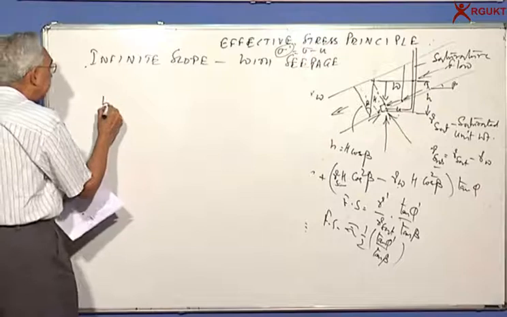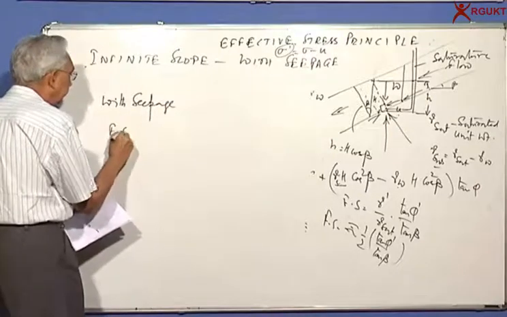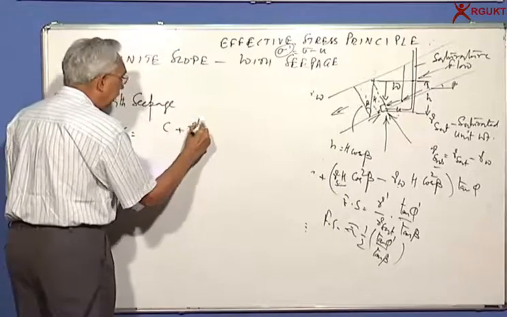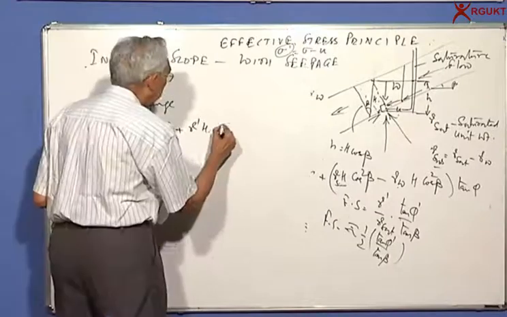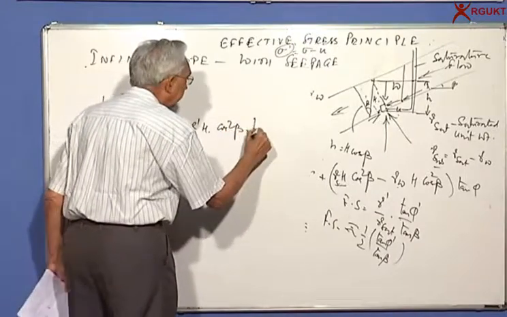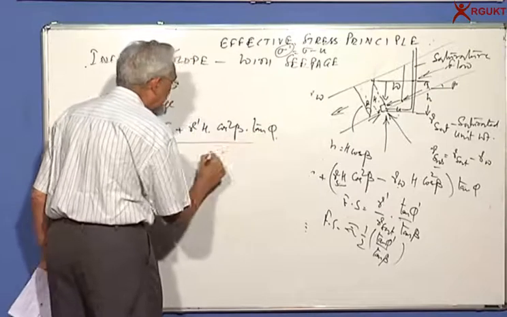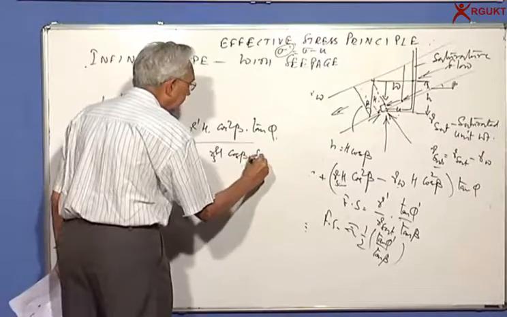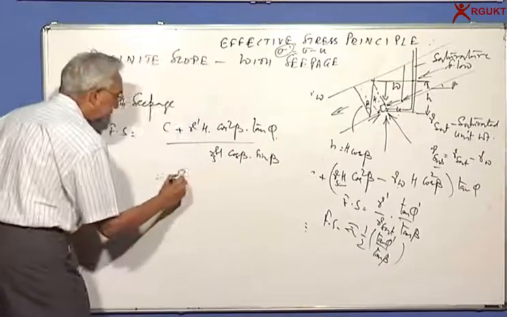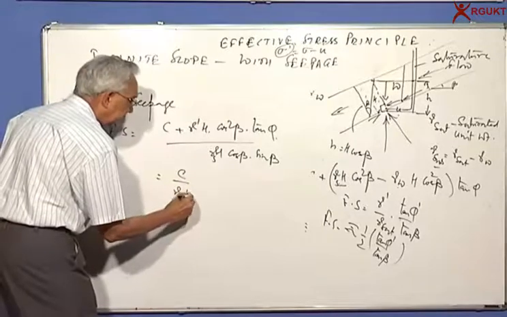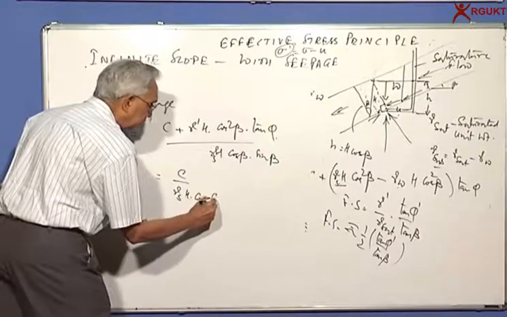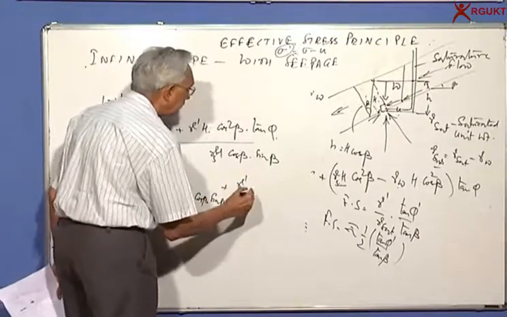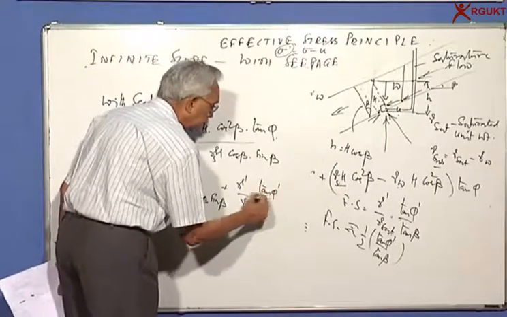So with seepage, factor of safety is equal to C plus gamma prime H cos square beta tan phi by gamma saturated H cos beta sin beta. So I can say this is equal to C by gamma saturated into H cos beta sin beta plus gamma prime by gamma saturated tan phi by tan beta.